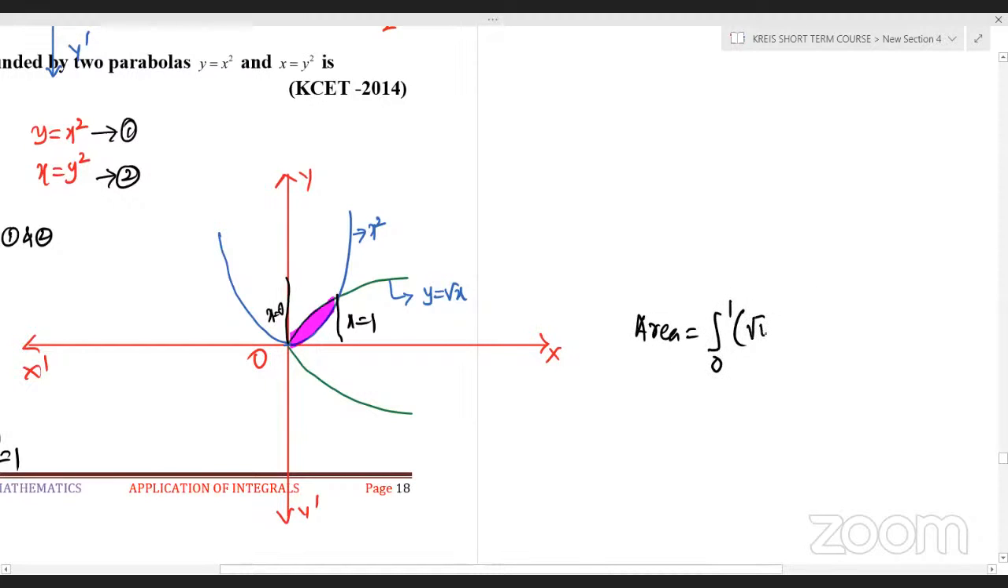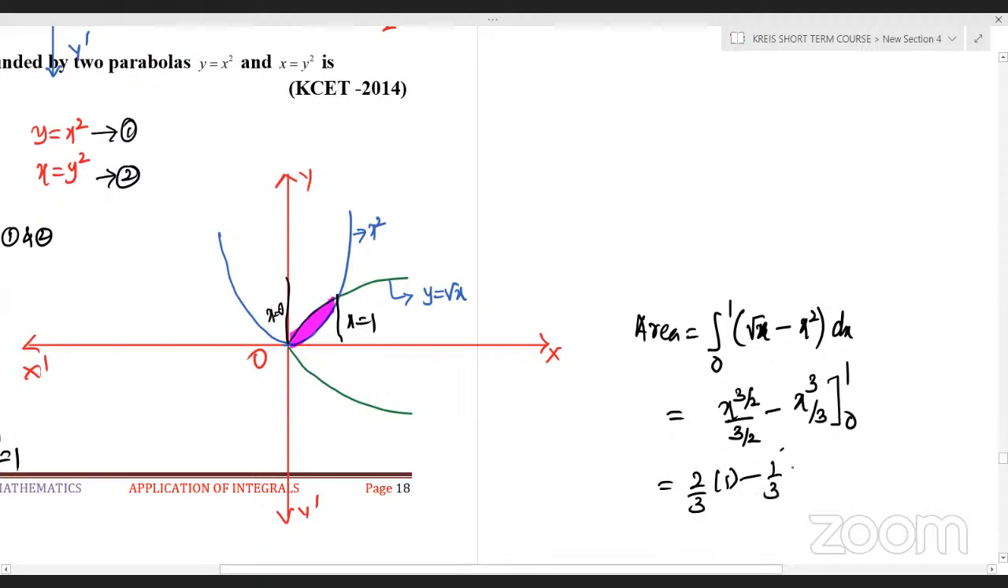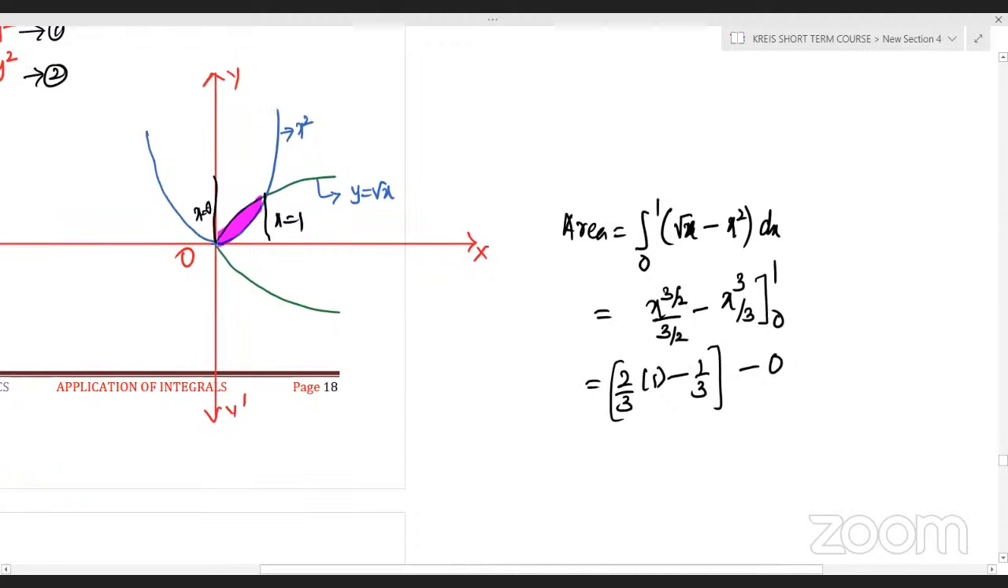So the bigger curve is root x minus x squared integrated with respect to x. It is x power 3 by 2 divided by 3 by 2 minus x cube by 3 evaluated between 0 and 1. 2 by 3 into 1 minus 1 by 3 at the upper limit, minus at the lower limit it will be 0. So it is going to give you 1 by 3.